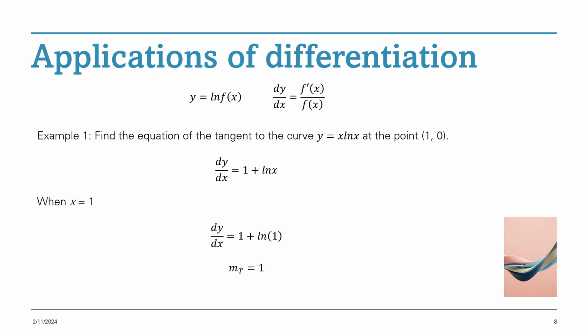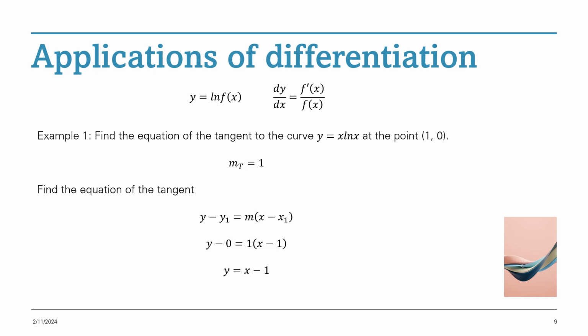So if we want to find the gradient of the tangent when x equals 1, we sub in 1 for the x value into dy/dx. And you get 1 plus ln 1, and ln 1 is 0, so the gradient of the tangent is 1. So the equation, using our equation of a line rule, you get y equals x minus 1 once you substitute in.